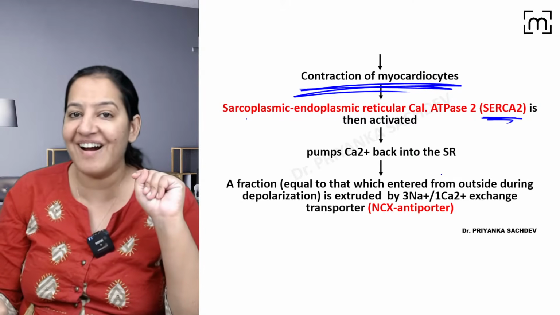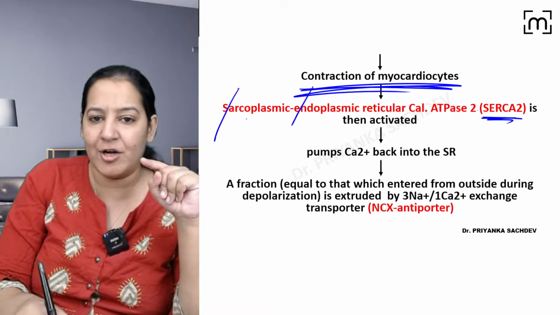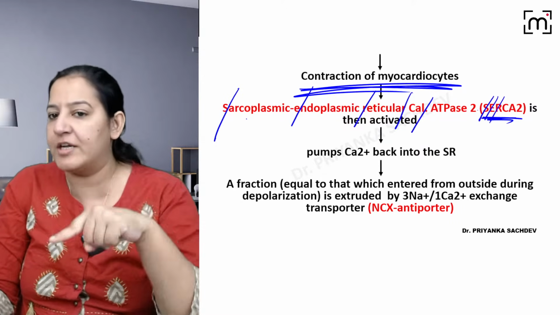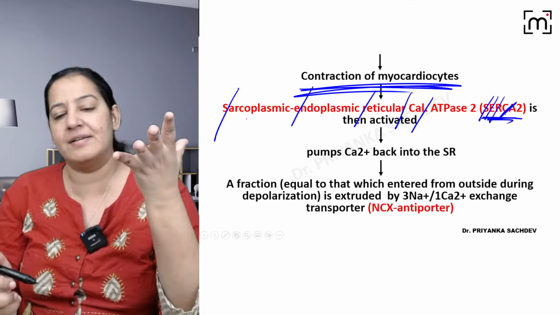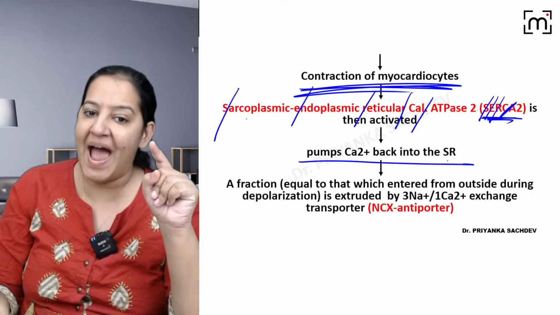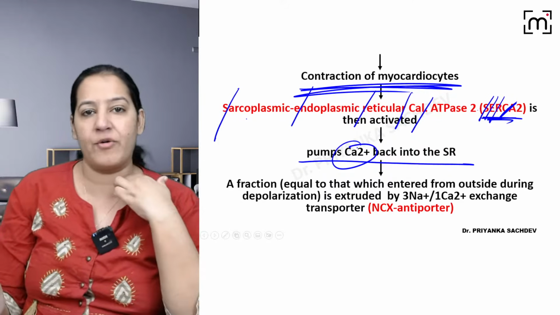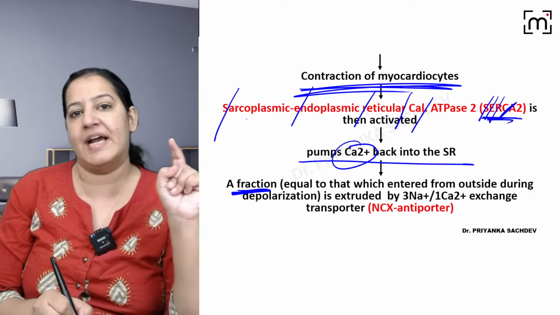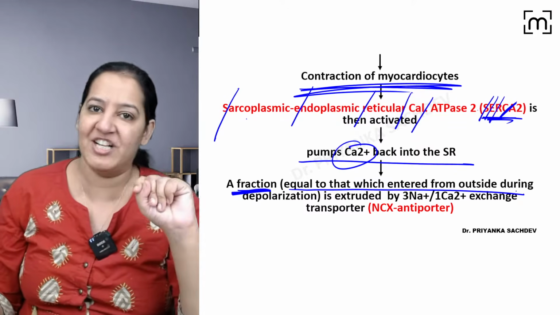What is the full form of SERCA? It is sarcoplasmic endoplasmic reticulum calcium ATPase. So this is the full form of SERCA. It will get stimulated, and it will pump back all the calcium which was given by RYR. So 99% is pumped back, but a fraction of calcium is still remaining inside the cell. What fraction? The one which came in from the L-type calcium channel.